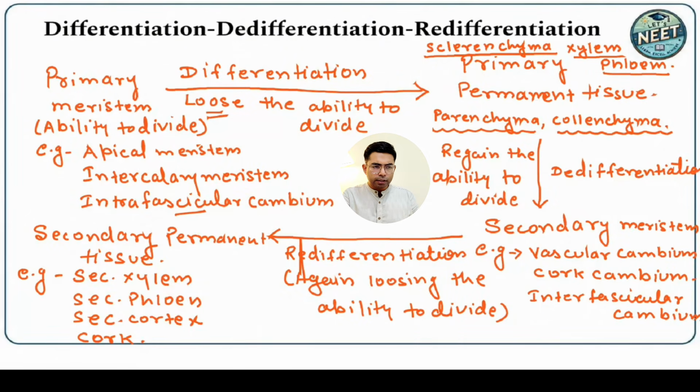So let me just add some more color so that it will be even better for you to understand. First you have to keep it in mind. Again, I am repeating this, just go through it. First we talked about this primary meristem. Primary meristem has the ability to divide, and after differentiation it becomes primary permanent tissue.